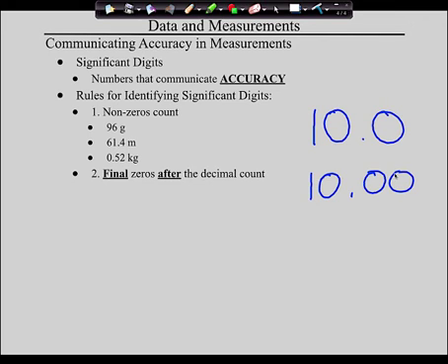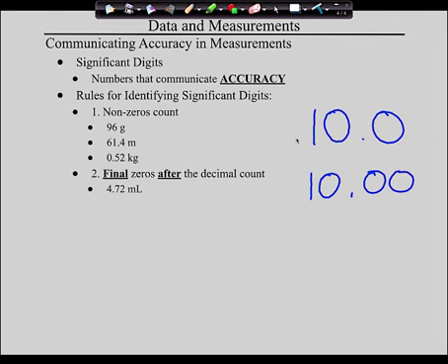What does it mean to be final? At the end. What does it mean to be after the decimal? It means after the decimal, on the right. So guys, this is a 0 at the end of the number to the right of the decimal. It counts. These are zeros at the end of the number to the right of the decimal. They count. So let me show you some other examples.